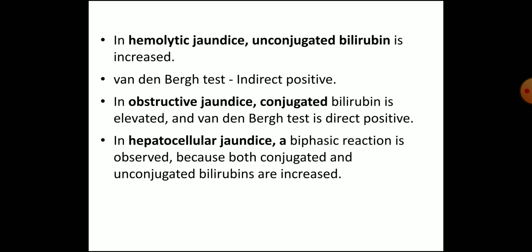Now, in hemolytic jaundice, unconjugated bilirubin is usually increased. So total will be increased above 2 or whatever level it is. The major fraction increased is the unconjugated bilirubin. So Vandenberg test will be indirect positive. In obstructive jaundice, the conjugated bilirubin is elevated and the Vandenberg test is direct positive. So the conjugated fraction is the one more elevated in the obstructive jaundice. In hepatocellular biphasic reaction, both conjugated and unconjugated bilirubin are increased.